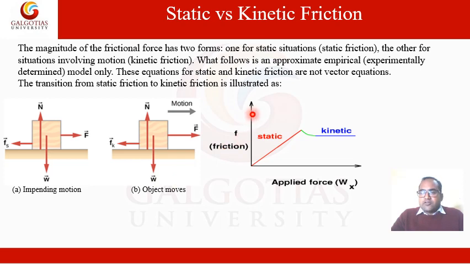Here, if we plot the graph between applied force and frictional force, the graph is linear in the case of static friction. From this point to this point, this is the property of static friction. In the case of kinetic friction, the graph varies like this one. So this is how we can describe the comparison between static and kinetic friction.